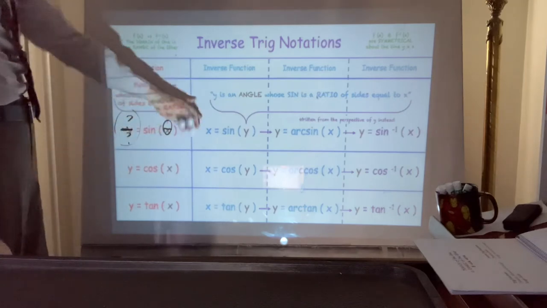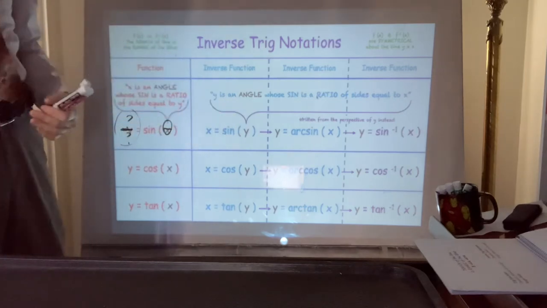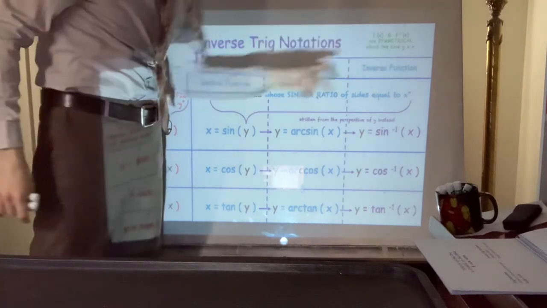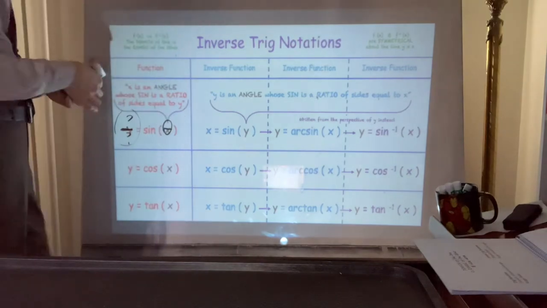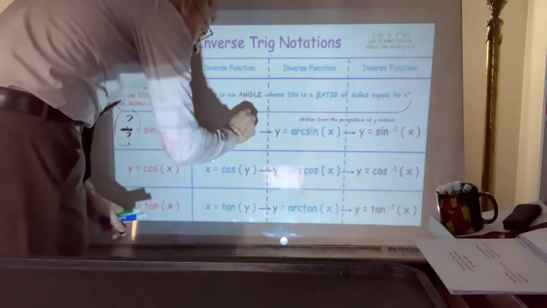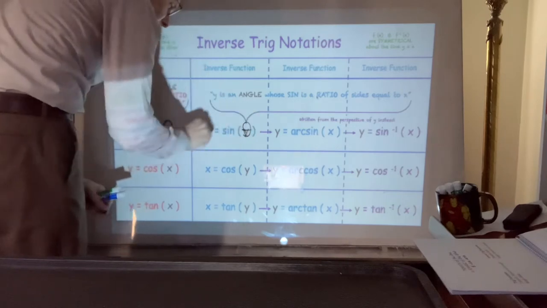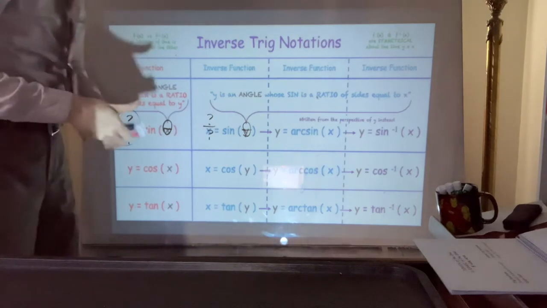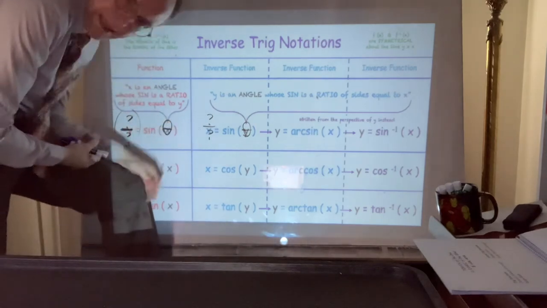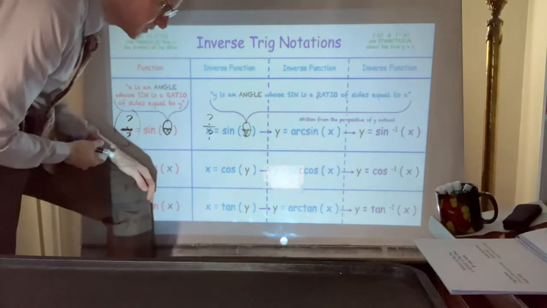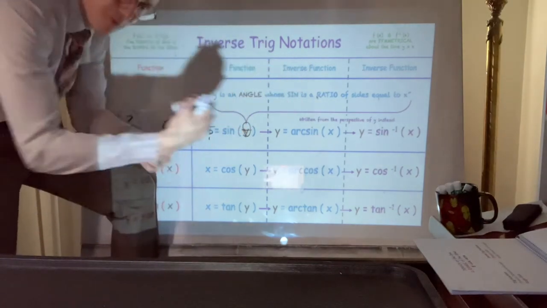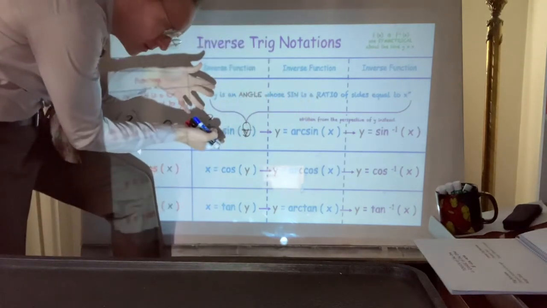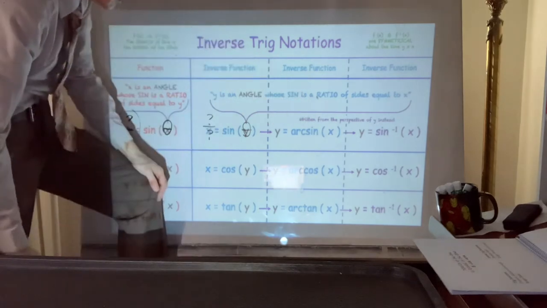In this instance, the way you would read that is as follows: y is an angle whose sine is the ratio of sides equal to x instead. So in theory, this is the angle now, and this is the ratio in this position. The thing about functions is that we don't like to have things written inconsistently. So if you were going to frame this from the perspective of y instead, but still mean that, then you would write it this way. This is still theta.